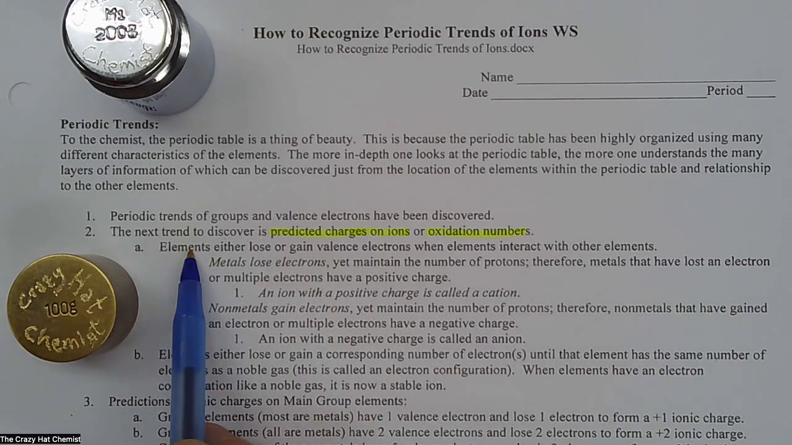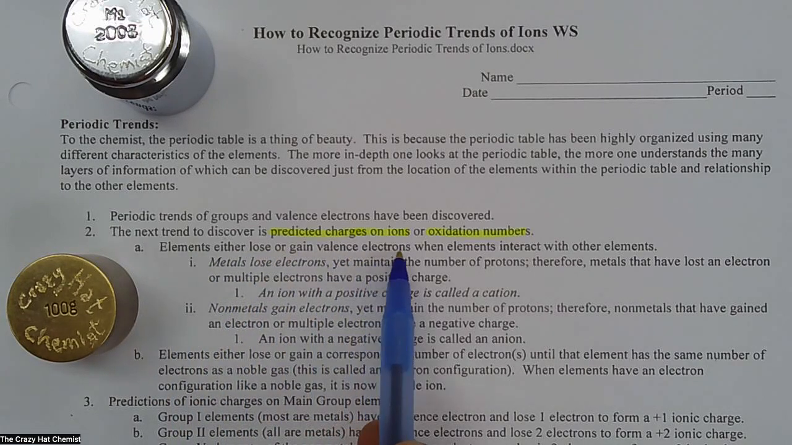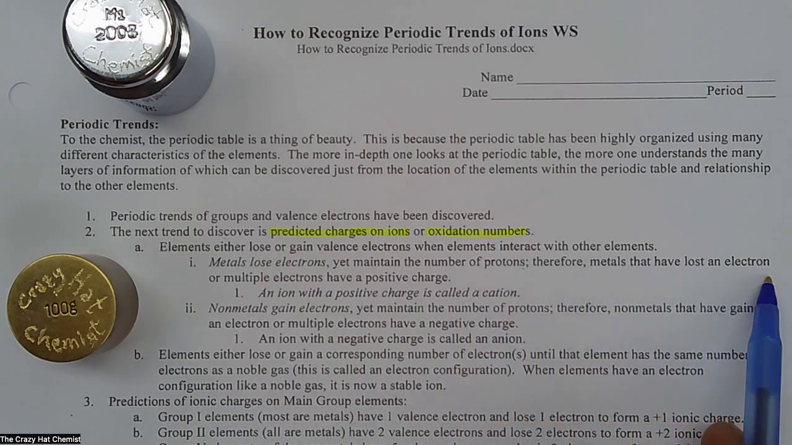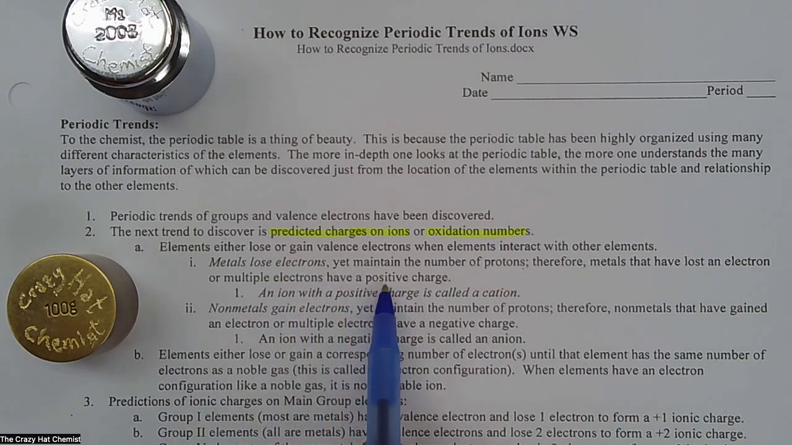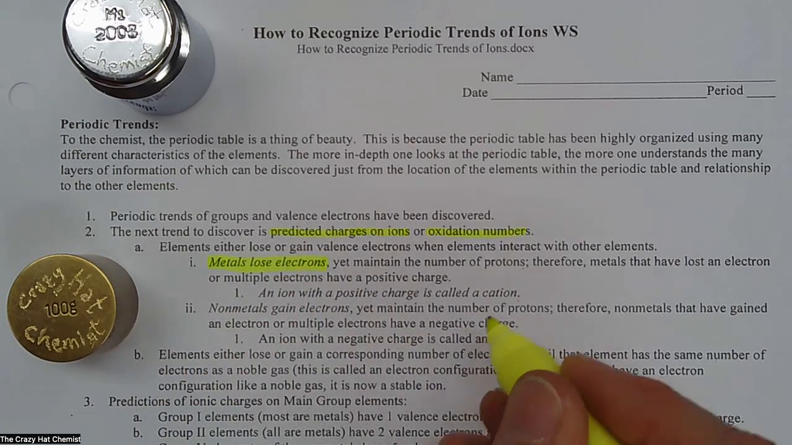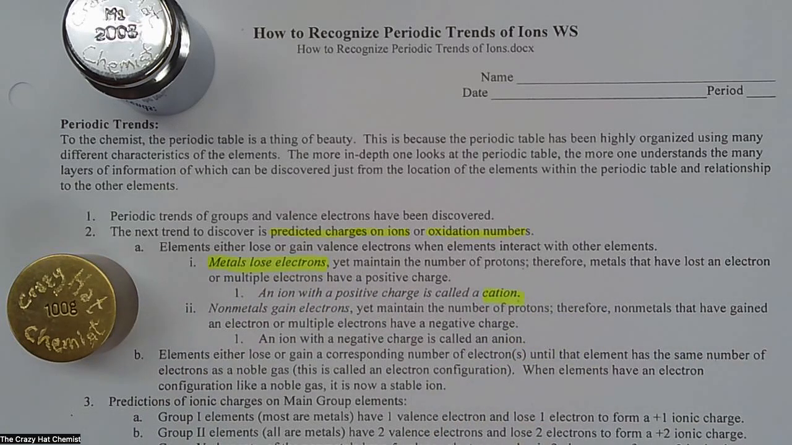So elements either lose or gain valence electrons when elements interact with other elements. Metals lose electrons, yet maintain the number of protons. Therefore, metals that have lost an electron or multiple electrons have a positive charge. I'm positive about that. An ion with a positive charge is called a cation. So really key here, metals lose electrons and they are called cations after they have lost electrons.